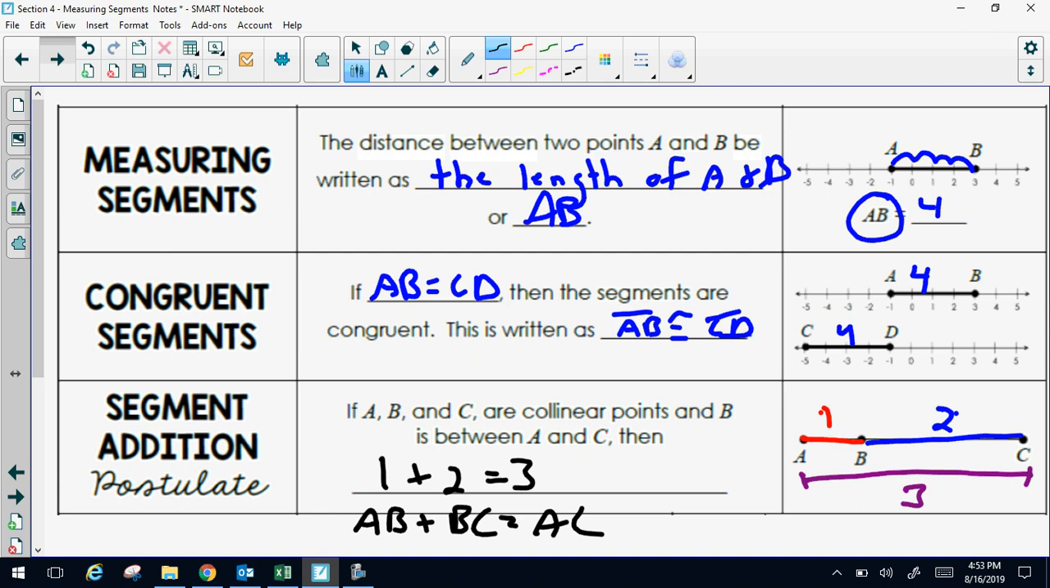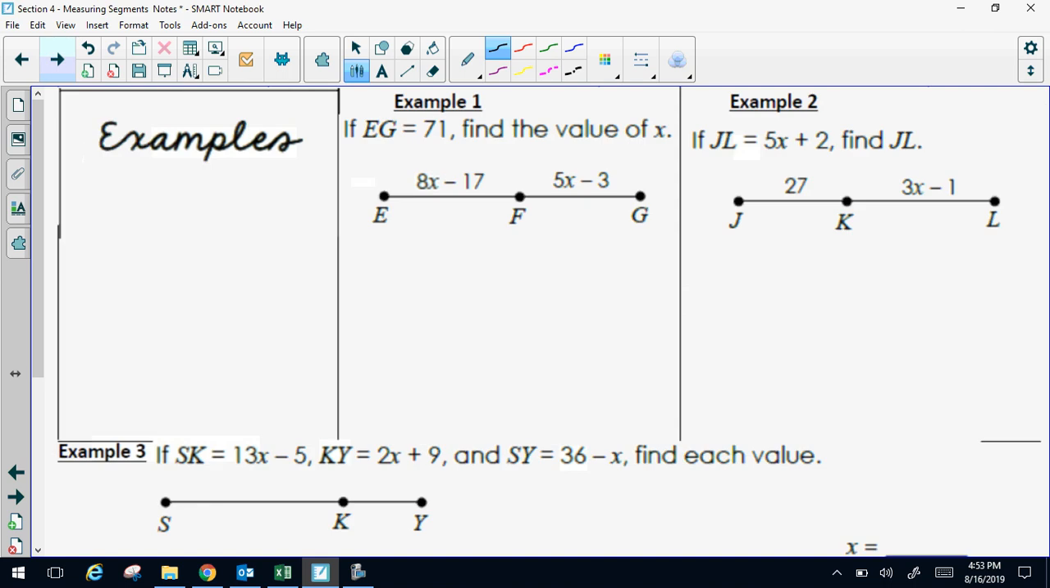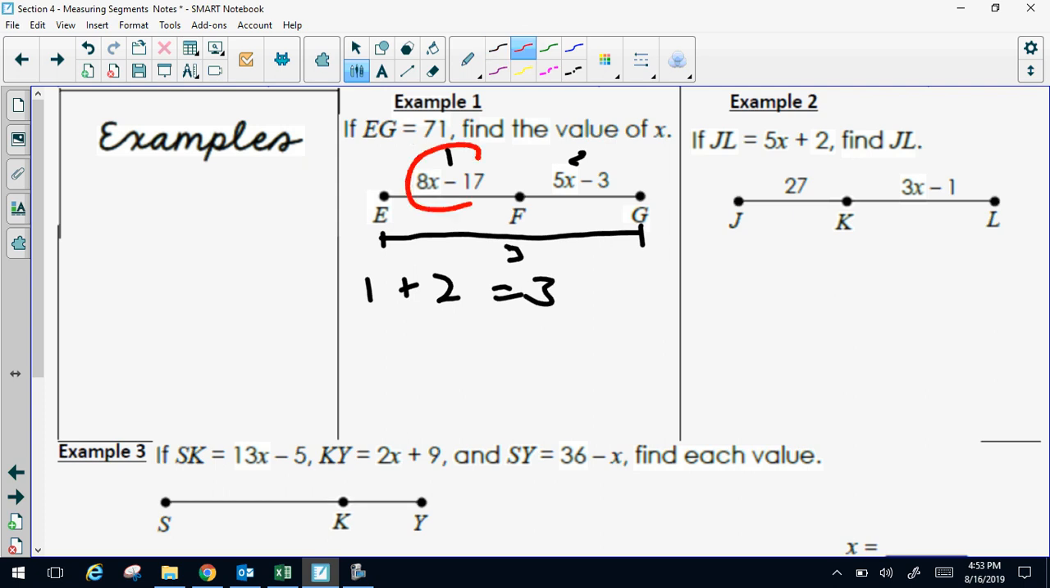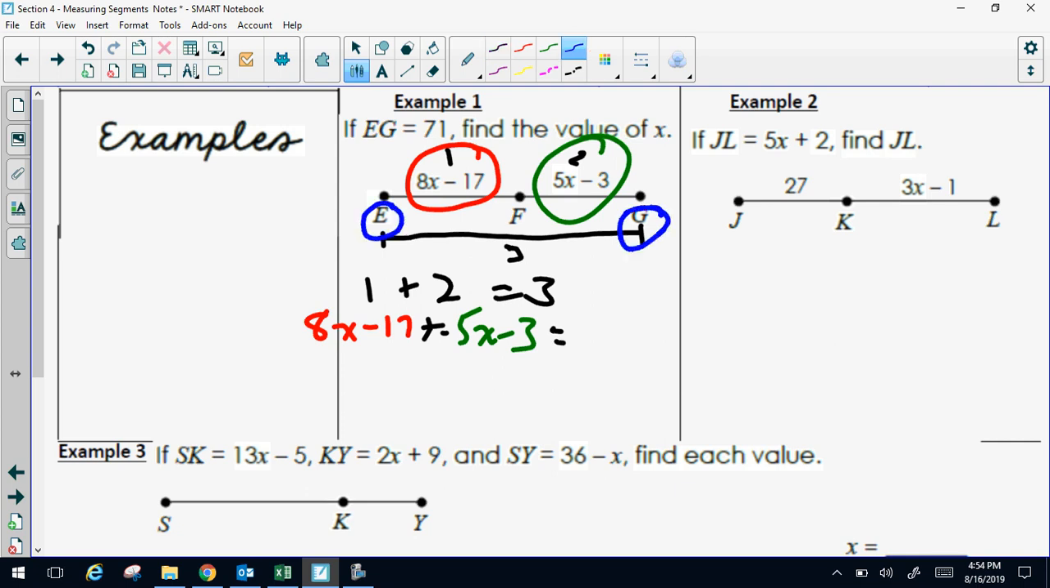Okay, so let's go ahead and show some examples here. Again, if you do it by my method, where you've got the 1, you've got the 2, and you've got the whole thing to be 3, then 1 plus 2 is going to equal 3. So if I look at this, the length of segment 1 is 8x minus 17, plus the length of segment 2, which is 5x minus 3. That's going to equal the length of segment 3. Well, the length of segment 3 is from E all the way to G. They tell us up here that EG is 71, so that means the length is 71 units.